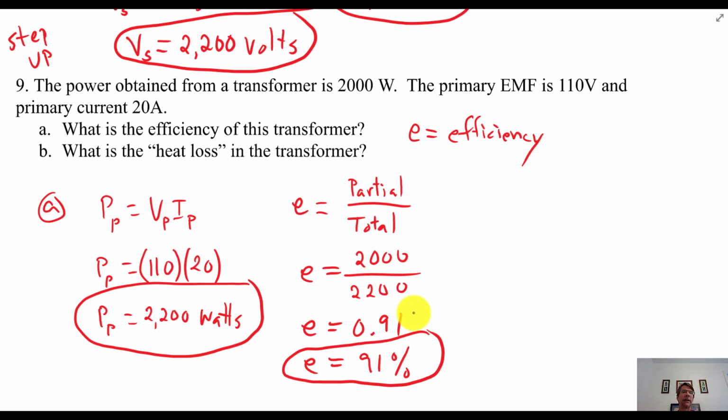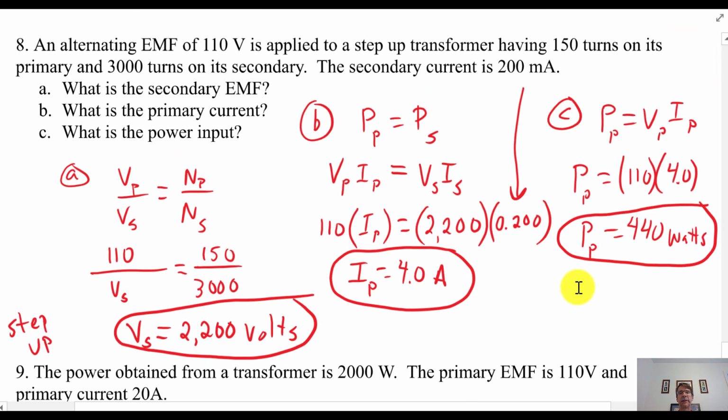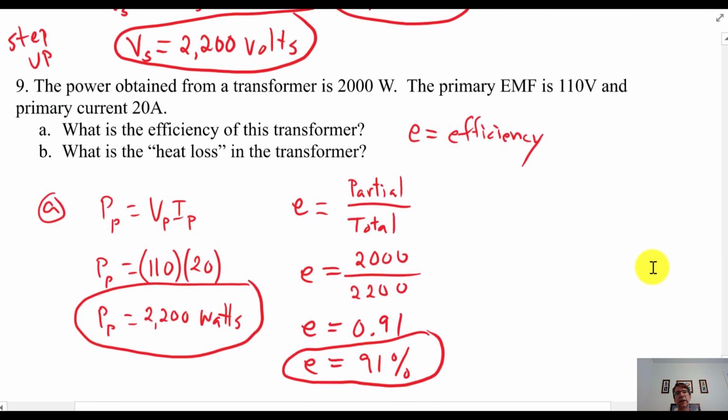And like I say, if you would have put in 2,200 watts and got 2,200 watts out of it, that's a 1-to-1, that's 100%. That's what happened in number 8. I didn't calculate that, but you can go back and calculate it. It's the same on both sides. The secondary would also be 440 watts. If you take the secondary voltage times the secondary current, you'll get 440 watts. You can double check that, but it will be 440 watts in the secondary.